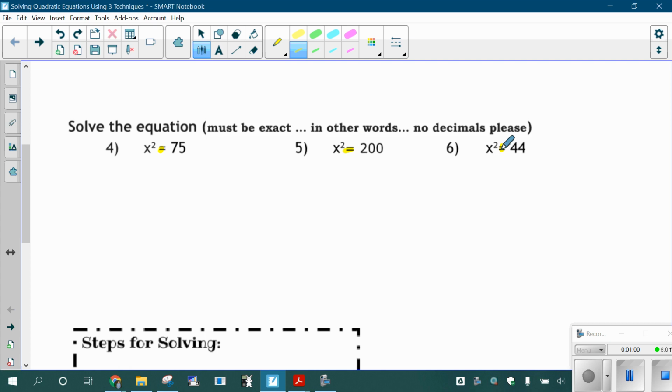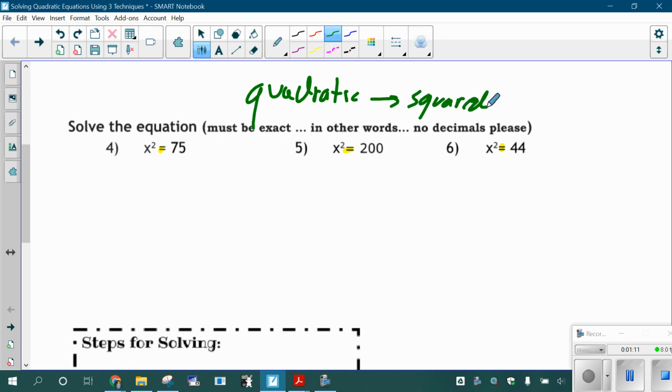And why are they quadratic? It's a vocab word I need you to know. Quadratic means they have a squared. Okay, they have an exponent of 2. If they have a squared, they're called quadratic.